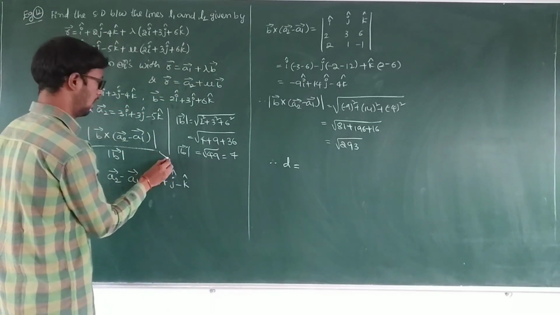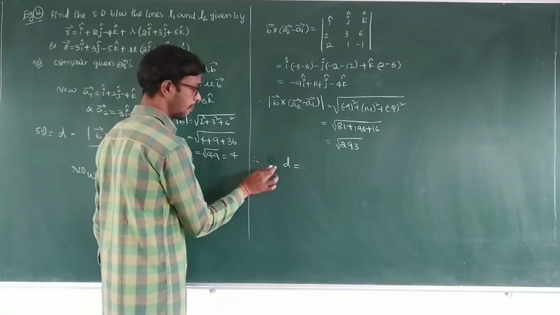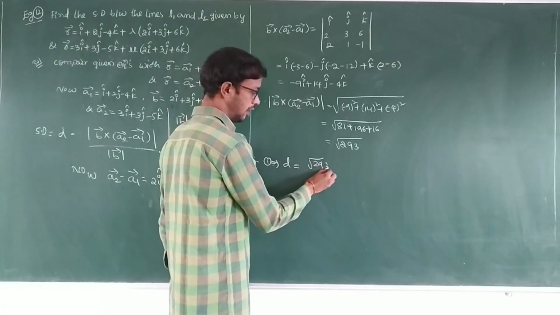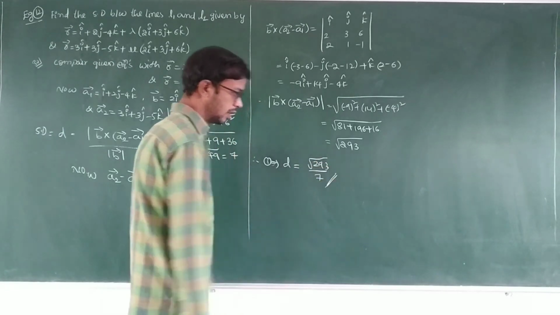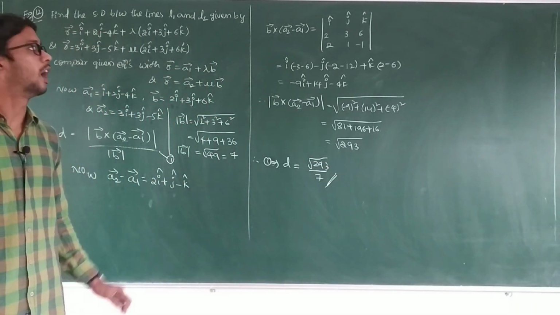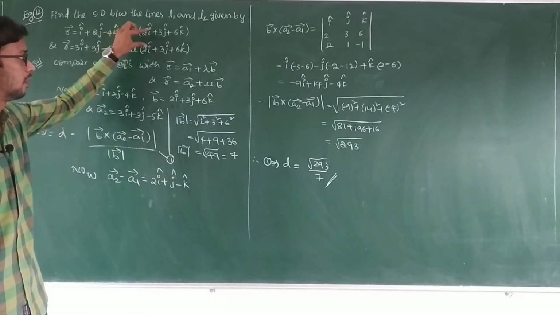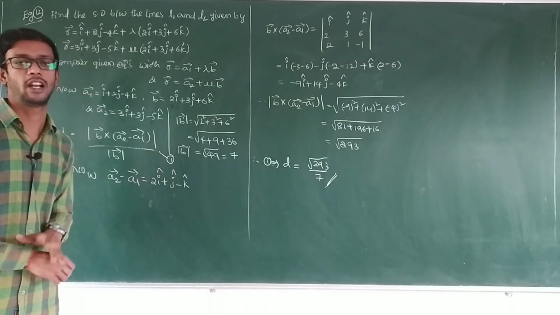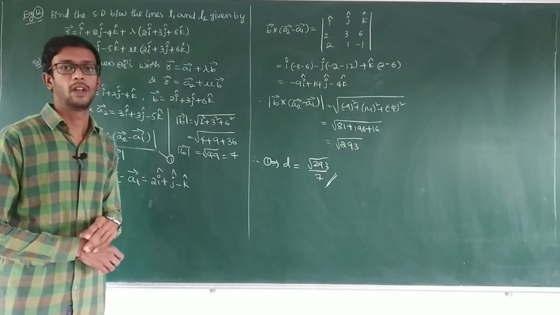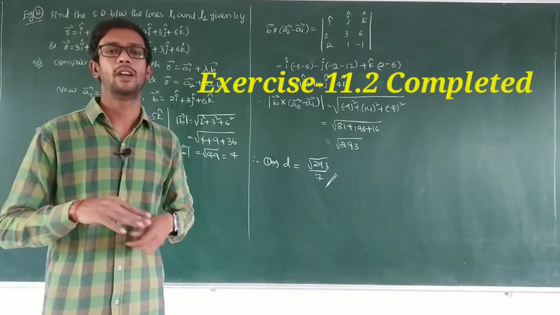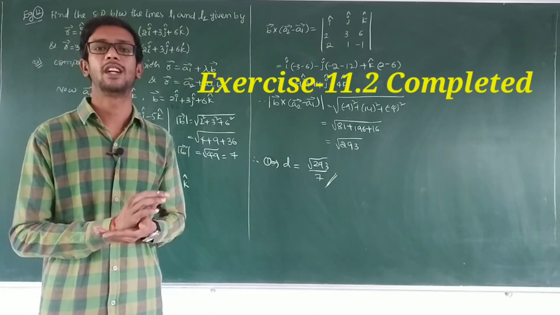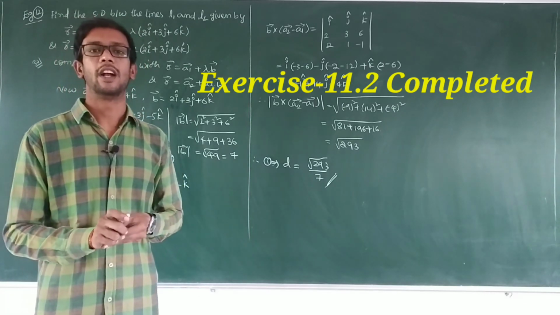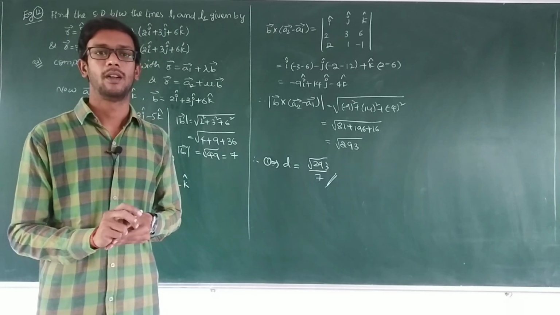Take this as equation 1. Equation 1 implies the shortest distance d is equal to square root of 293 by 7, which is the shortest distance between the given two lines, which are parallel. For parallel lines it is the direct vector equation, just a substitution. So with this problem, exercise 11.2 based upon lines in space is totally completed. In the next class, we'll continue with another concept. Thank you.